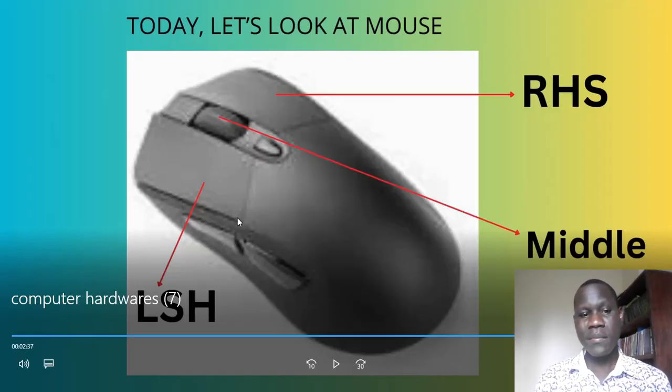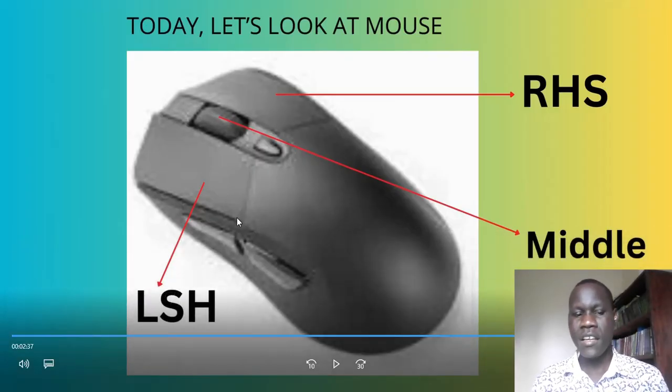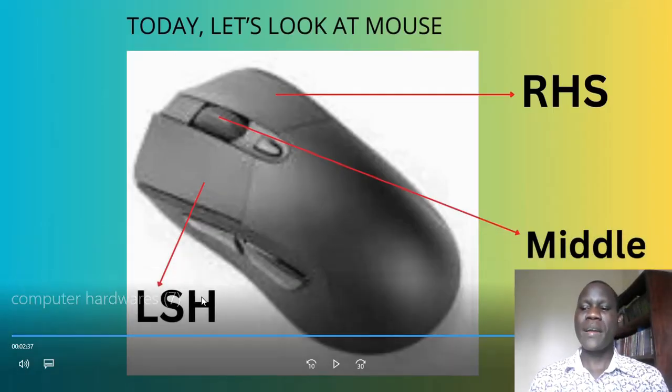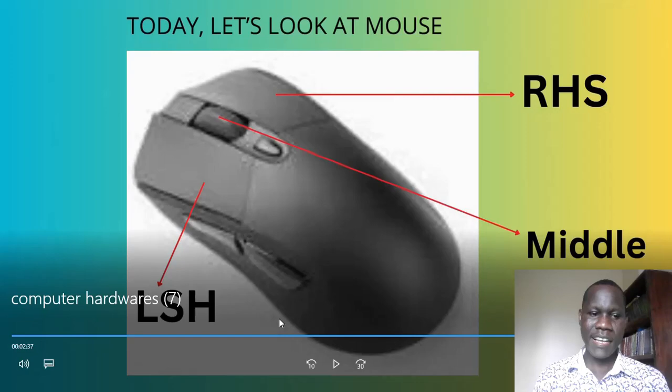Now, just like human beings, we have our left hand side and our right hand side. The left hand side of the mouse is what we call the primary button. And the primary button is mainly used to point and select at maybe any items.